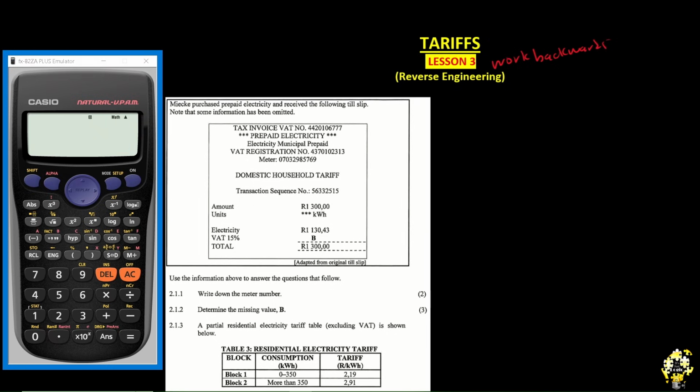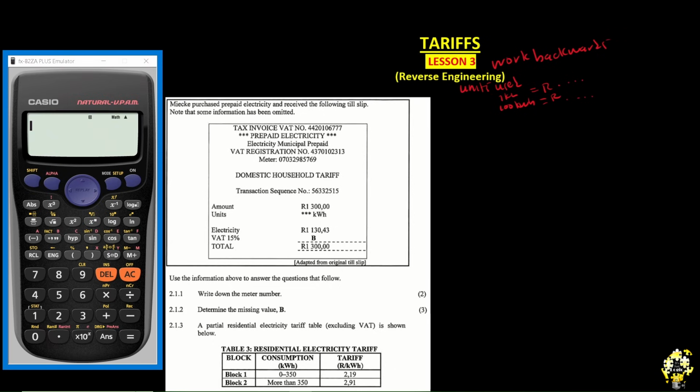So remember, in lesson number 1 and lesson number 2, we were doing the traditional way of doing tariffs. We were given the units that have been used. So this person has used 7 kiloliters, or this person has used 100 kilowatts of electricity. How much should they pay? This is the traditional way of solving tariffs.